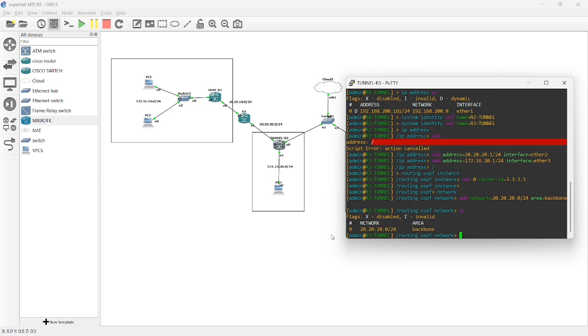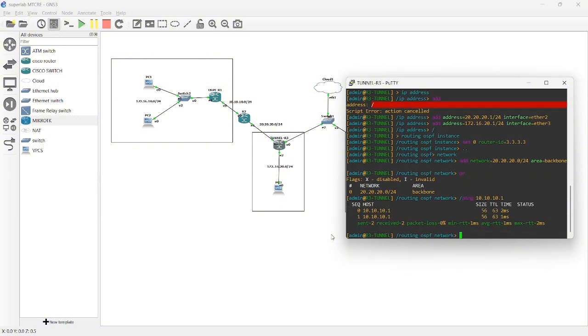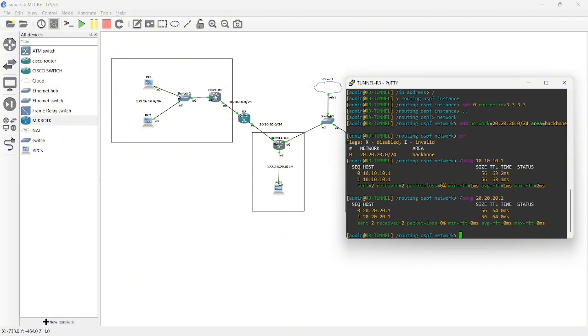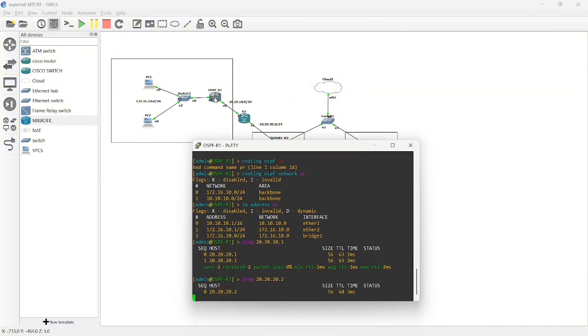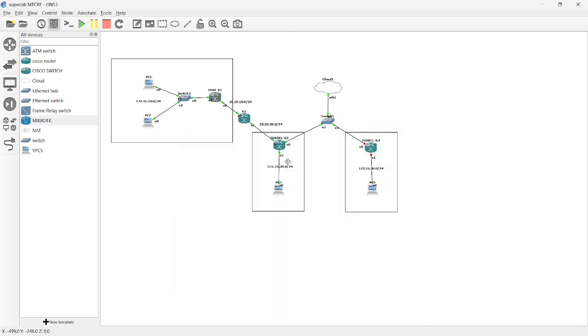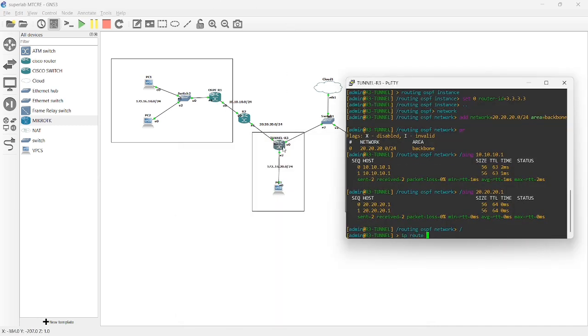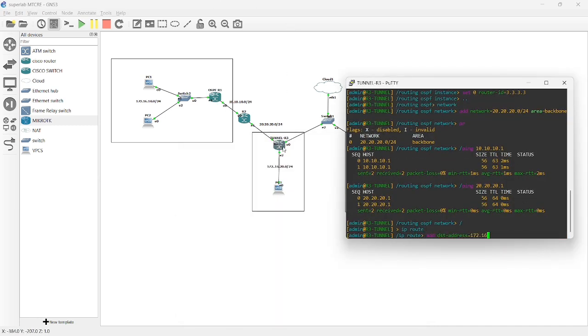Okay, again. Now I want to test this with ping. Okay, connected. Okay, connected to router 1 and 2, and every router is connected, but I have a problem in the next step.